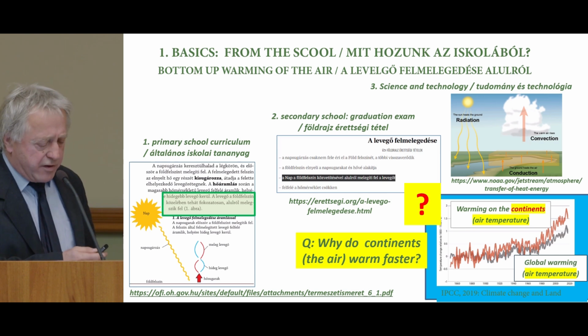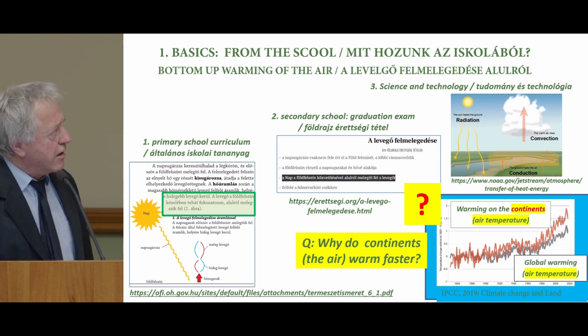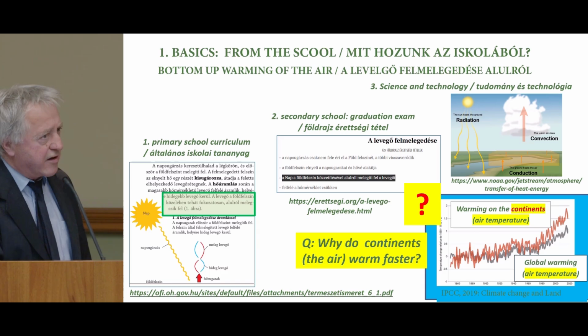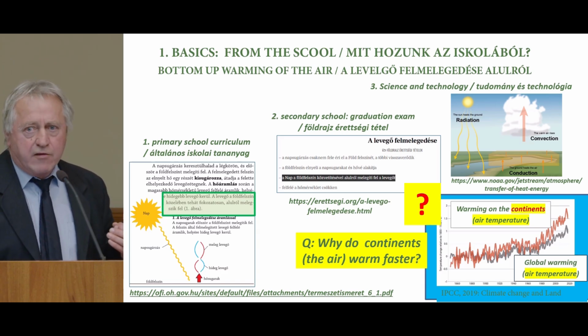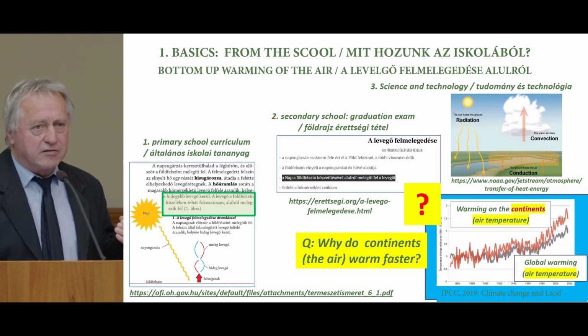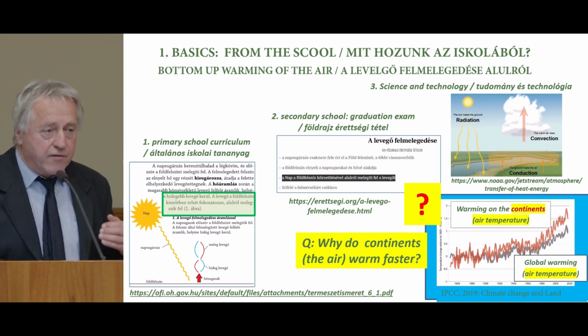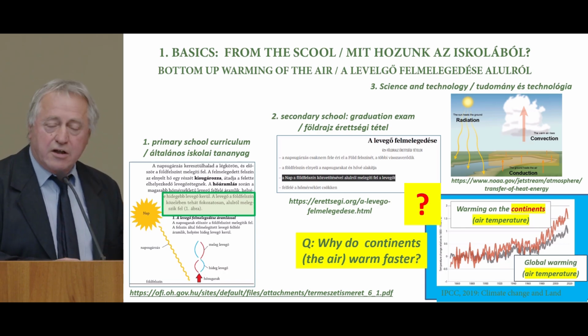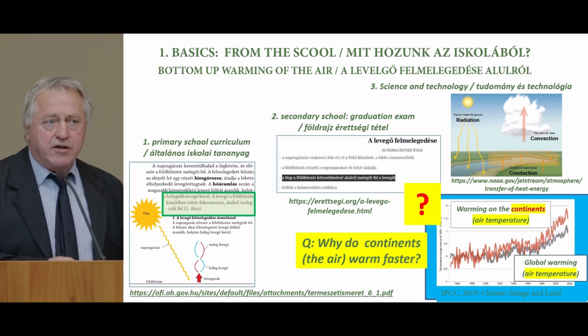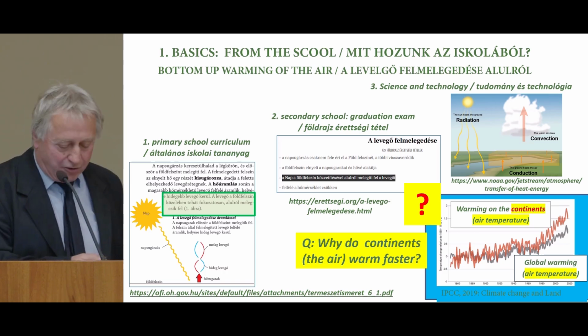I was surprised when I first saw the IPCC chart that the global warming is different, the global average, and on the landscape it's a little bit higher. So I was curious, why is that happening? There should be something important for us, since we are living on the continent, and we have to understand what's going on on the continent. Continent in Hungarian means dry land. So the answer is already given.